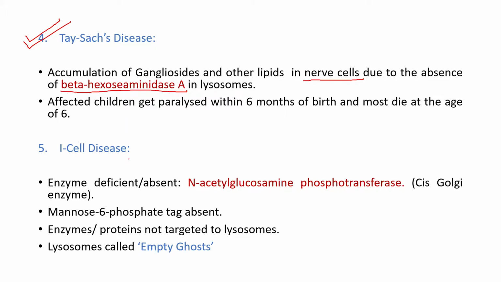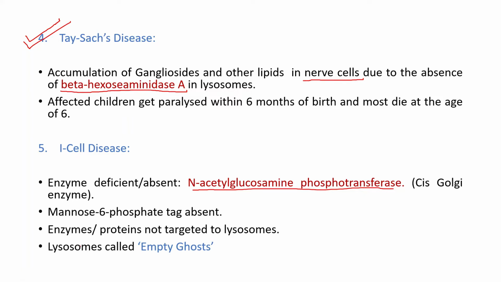Next is I-cell disease. The enzyme deficient or absent is N-acetylglucosamine phosphotransferase. This is a cis-Golgi enzyme. When this enzyme in the cis-Golgi is absent or deficient, the mannose-6-phosphate tag cannot be added to the N-linked oligosaccharide, the N-glycosylated protein. The mannose-6-phosphate tag cannot be added to the lysosomal protein.